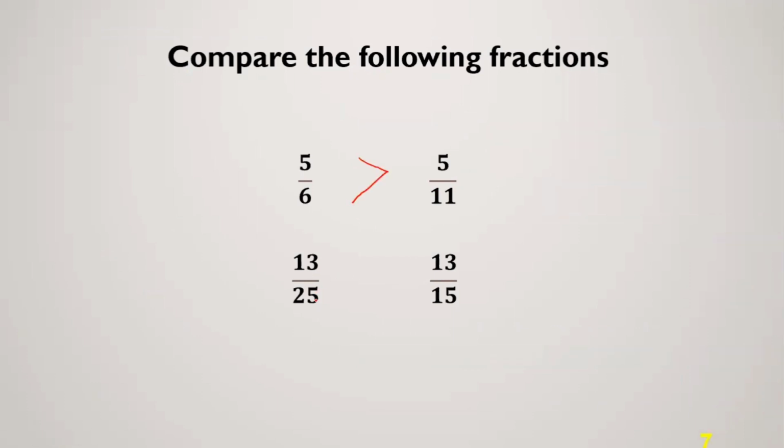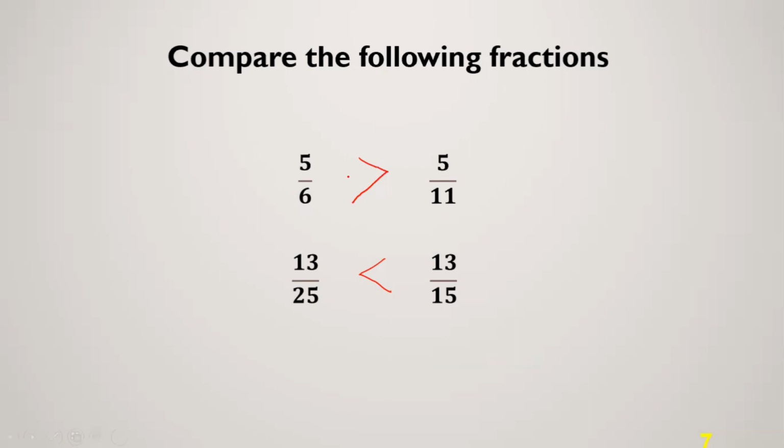In 13/25 and 13/15, the numerator is the same. So which is greater? The one which has a smaller denominator. So this is how 13/15 is greater. The one with the greater denominator is the smallest. The one with the smaller denominator is the greatest if the numerators are the same.